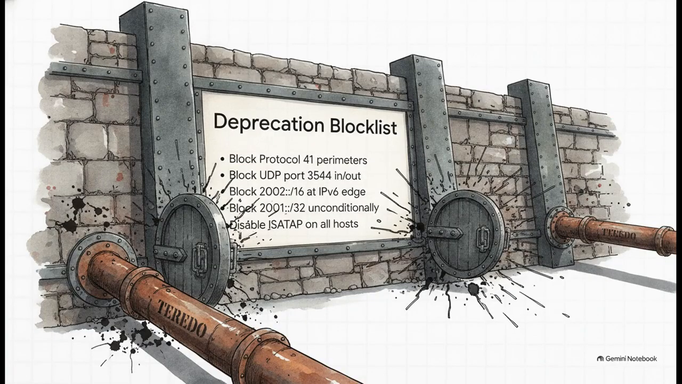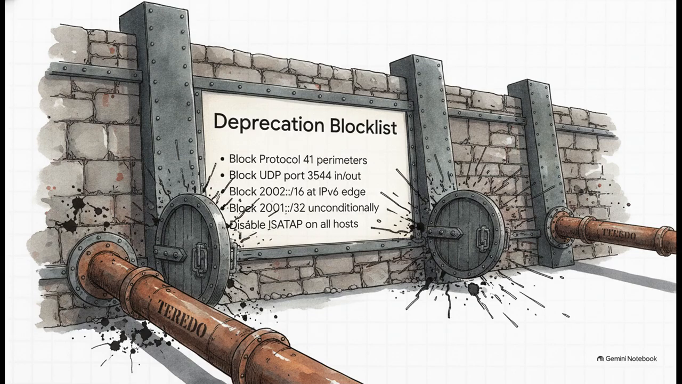Right, and once you finally have that visibility, immediate teardown is required. Deprecated tunnels like Teredo and ISATAP present a disproportionate security risk, and let's be honest, they offer zero operational benefit in modern networks. You've got to aggressively drop Protocol 41 at all perimeters, unless it's explicitly documented for a highly specific authorized tunnel broker. You also need to block Teredo on UDP port 3544, both inbound and outbound.